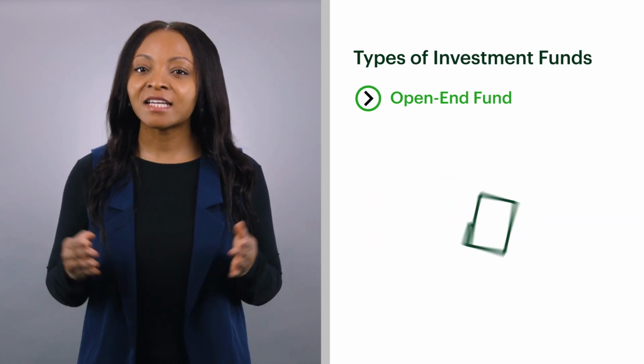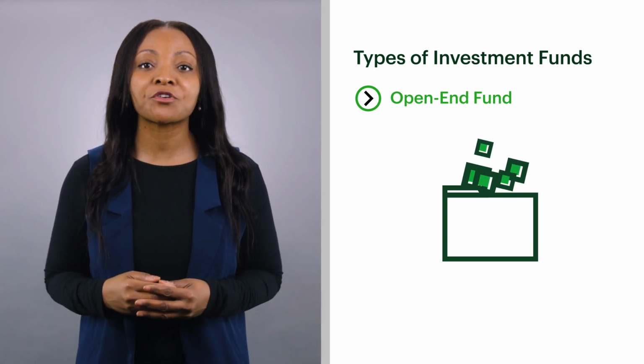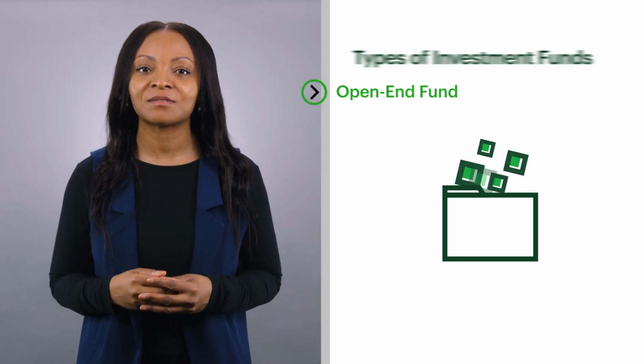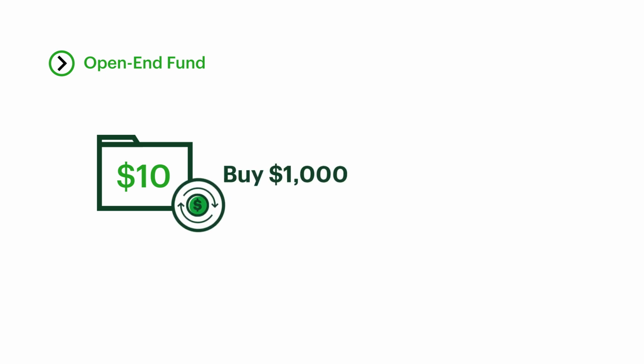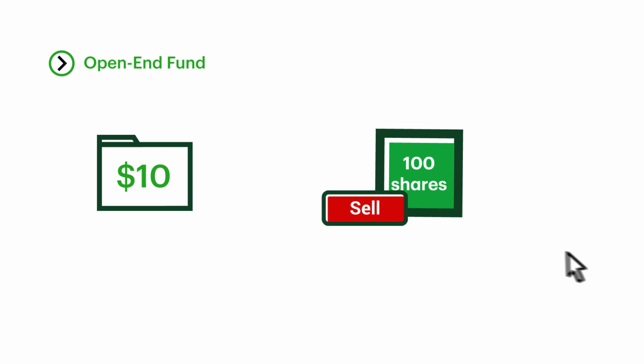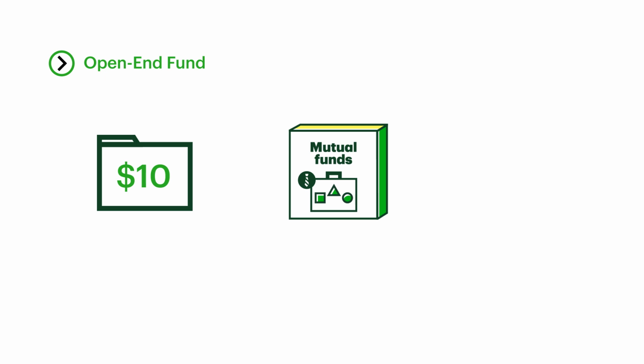Open-end fund. The number of units in an open-end fund is always changing. The number of shares created is based on the NAV of the fund and the amount of money that is being invested. For example, if the NAV of a fund is $10 and an investor buys $1,000 worth of shares, then 100 new shares are created. But if an investor wants to sell their 100 shares, then the shares are redeemed by the fund and no longer exist. A common type of open-end fund is a mutual fund. We'll discuss mutual funds in more detail in another lesson later in the course.